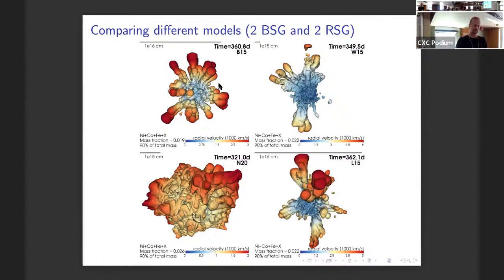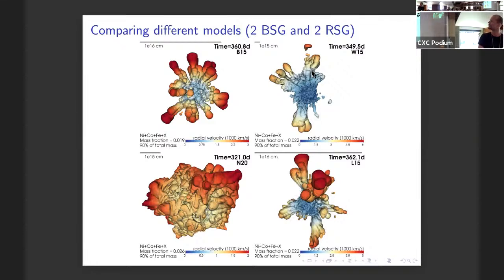So for example, for this model B15, which is very prone to Rayleigh-Taylor instabilities, we see a lot of fingers in very different directions. While in contrast, the other blue supergiant here, the model N20 of our set, is still very spherical. Because in this model, there was no time for the Rayleigh-Taylor instabilities to grow. So all the matter is almost distributed spherically.